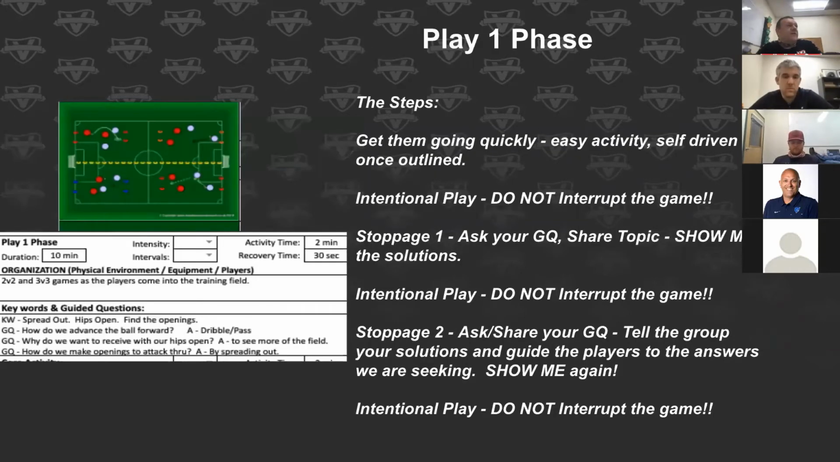Okay, the play one phase. So the steps in the play one phase would be to get them going quickly with an easy, self-driven activity once it's outlined. So when the players arrive at the field, you arrive a few minutes earlier, set up 3 or 4 different fields, and then put some pennies down as the players come in, say, okay, here you go. It's 2v2 or 3v3. Maybe you have a game of 2v2 and a game of 3v3, depending upon your numbers. The games can be offset numbers as well. Teach the players to learn how to play up or play down.